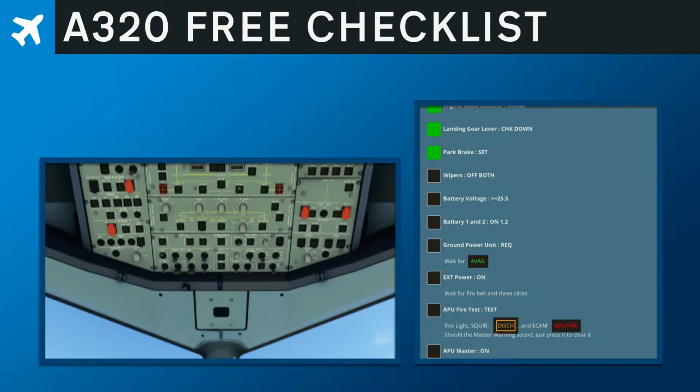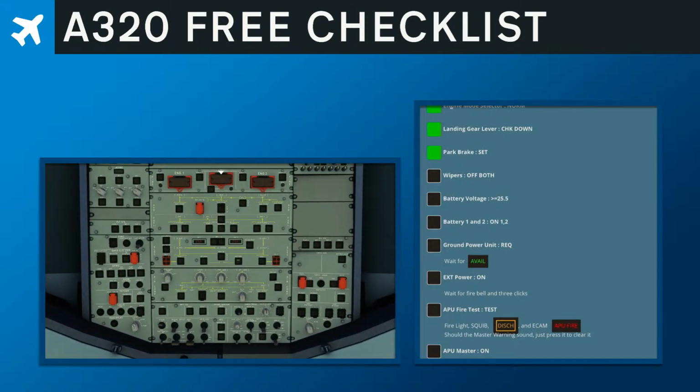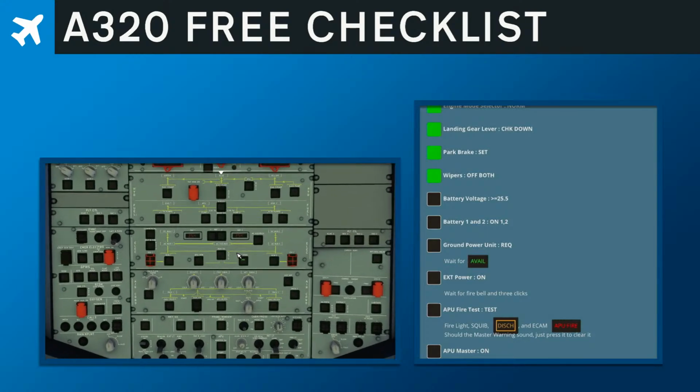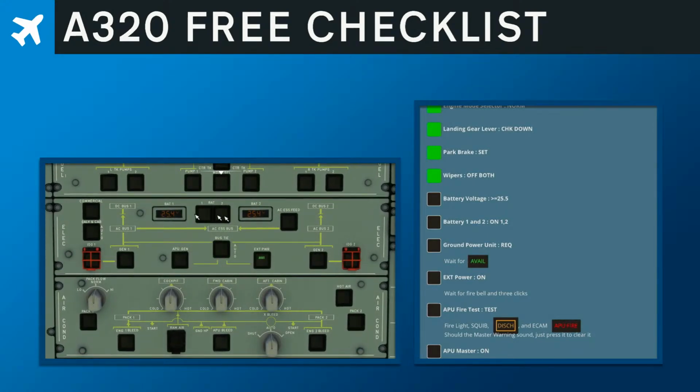Now we go to the overhead, and we can see that we need to have both our wipers set off for both the captain and the co-pilot. So we'll get those as off. And the battery power is at, we have voltage anyway.